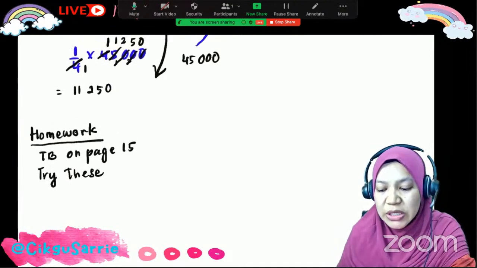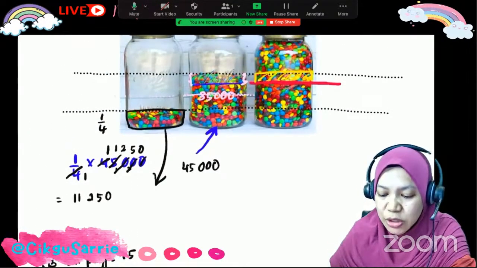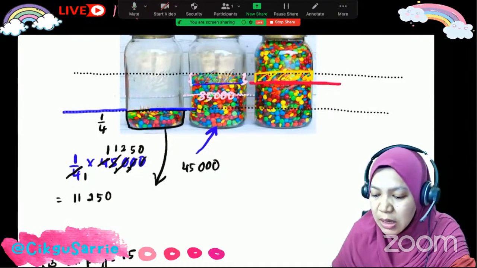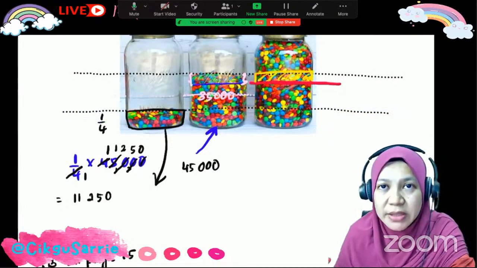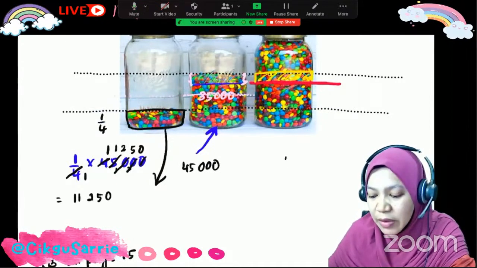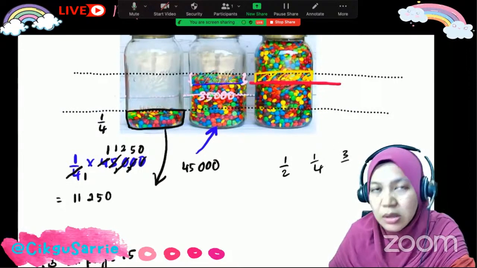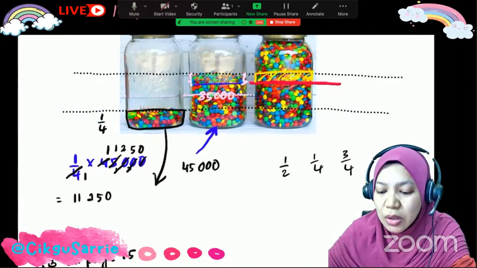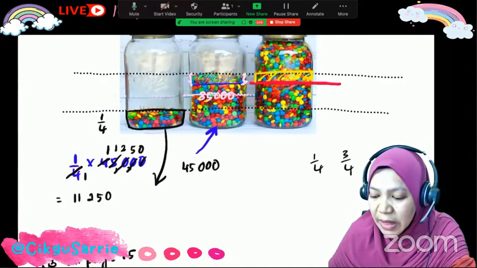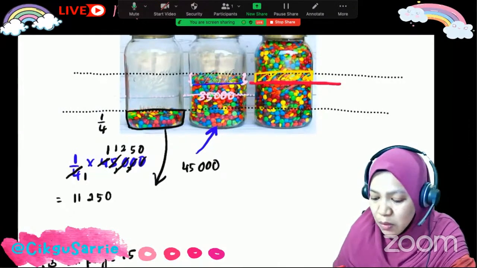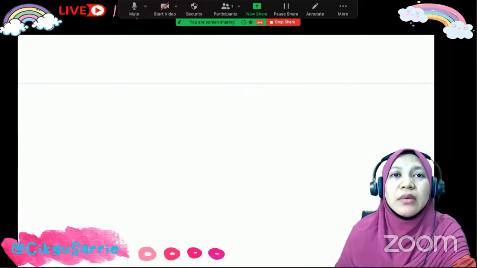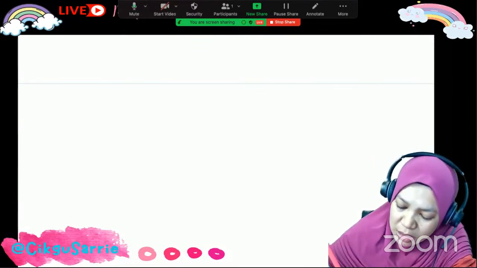To make it easy for you to do estimation, I repeat, you just draw the dotted line, then you do the comparison. Maybe you can use half, 1/4, maybe we can say 3/4. So try to find any example and try to do it. Now I want to move to another topic. The topic is about rounding off.